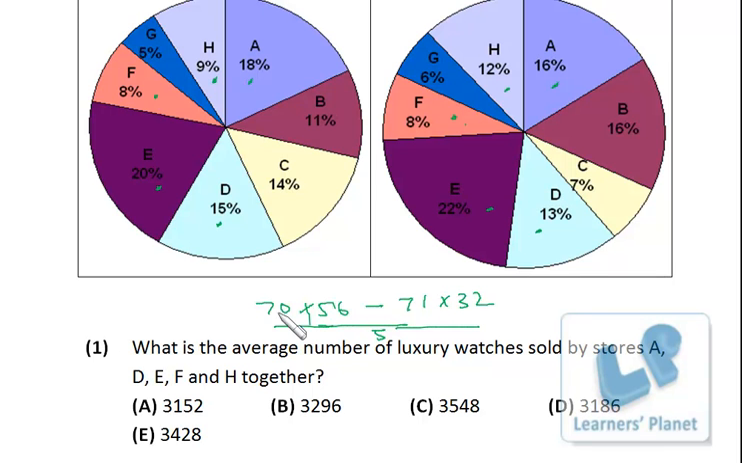Now the important thing is 56 and 32, they are carrying 3 zeros, and percentages 70 and 71 have to be divided by 100. So precisely this and this. Okay, so we have to make this calculation. You can go by the unit digit method and the digital root method.